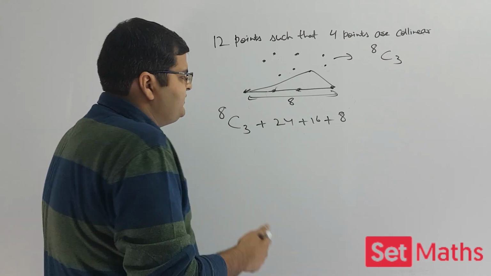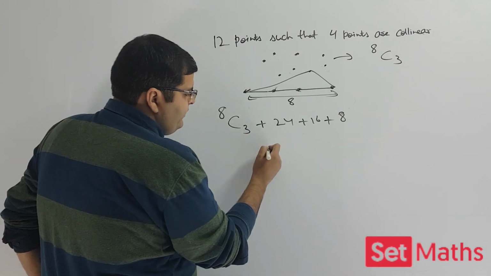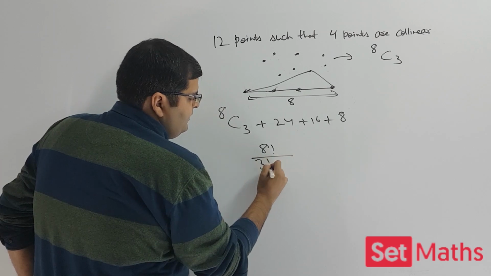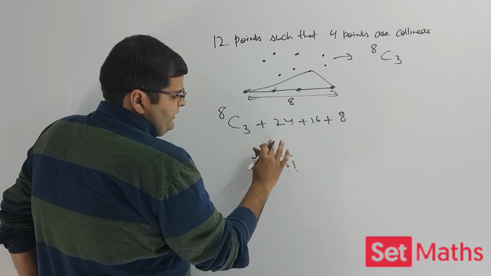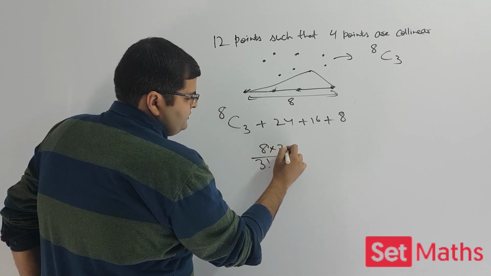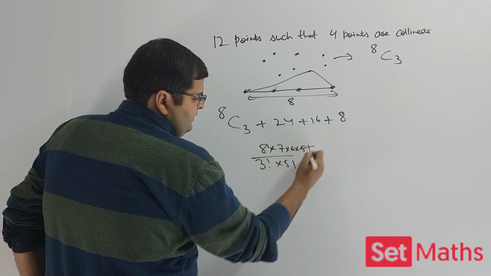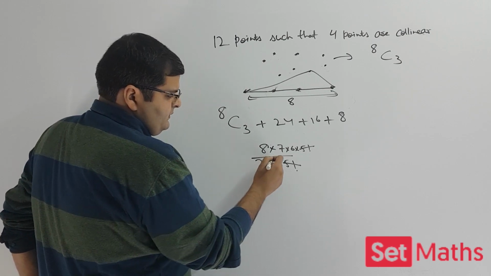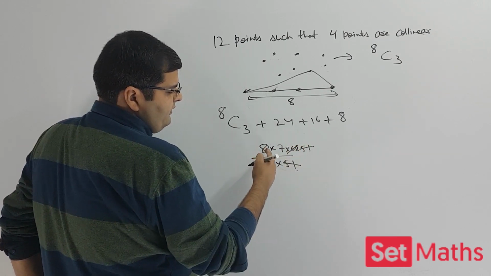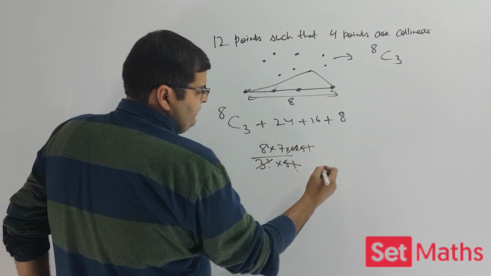So now we just need to calculate the value. So value of 8C3 is 8 factorial by 3 factorial times 5 factorial. So 8 factorial can be written as 8 into 7 into 6 into 5 factorial. 5 factorial goes away. 3 factorial is equal to 6. So this goes away, this goes away. So we are left with 8 times 7, which is 56.